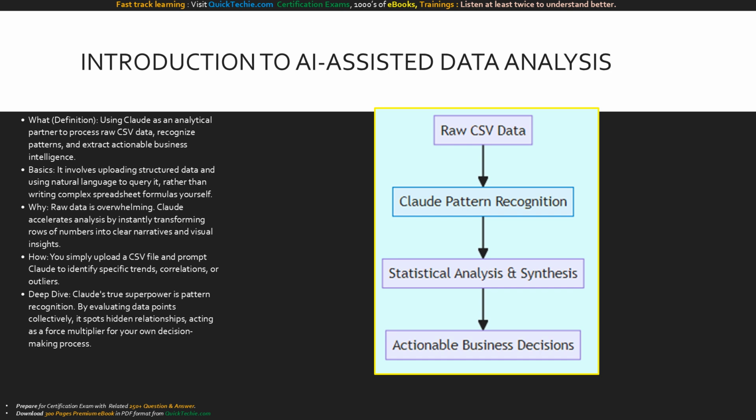On the left, we start with your raw CSV data, the chaotic numbers you export from your systems. You pass this into the Claude pattern recognition node. Here, the AI acts as a filter, shifting into statistical analysis and synthesis. Finally, the output flows into your hands to make actionable business decisions. The AI handles the processing, but you remain in control of the outcome.